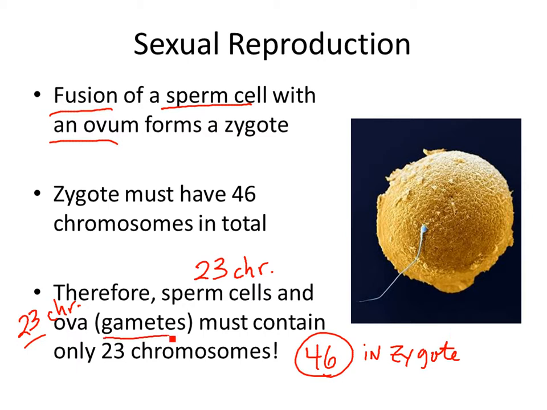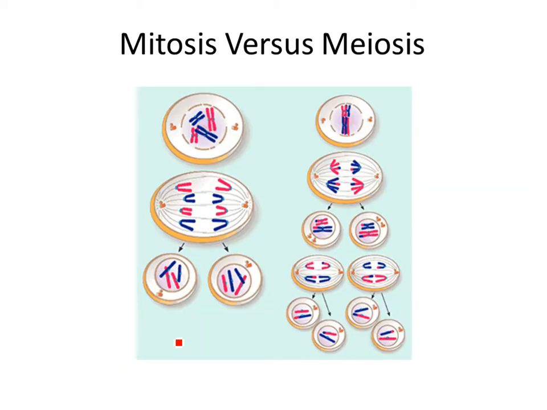By the way, guys, you will see this term gametes. Gametes is a term that refers to the special cells that are used for sexual reproduction, your sperm cells and your ova, that only contain 23 chromosomes. Okay, so meiosis is the process that is concerned with generating these cells that instead of 46 chromosomes apiece, only have 23.